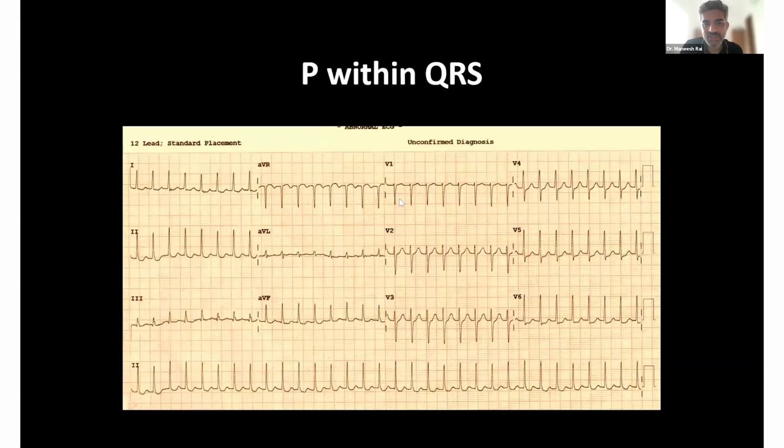So this is another tachycardia, a narrow QRS tachycardia. It is regular, so we are excluding an atrial arrhythmia. So it's likely to be an AVNRT or AVRT. The next step would be to look for the P waves.